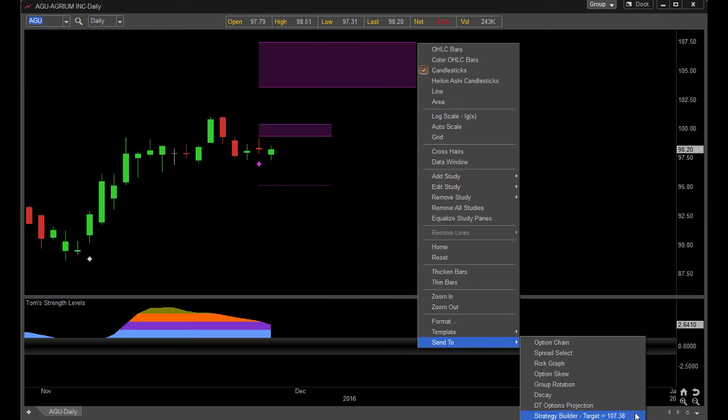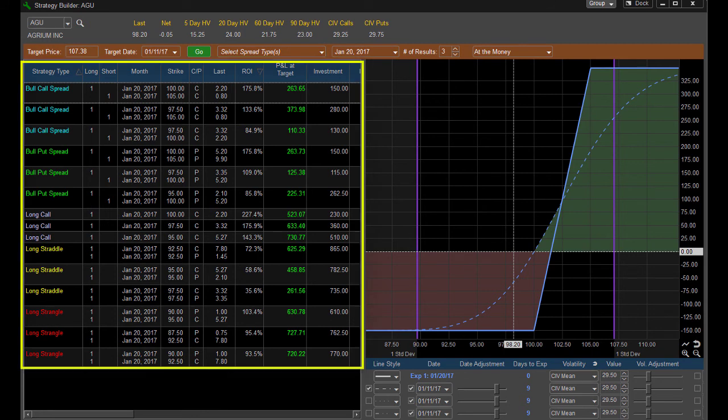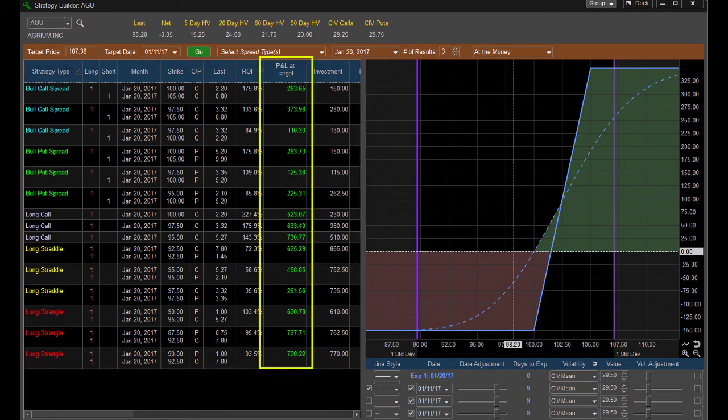The strategy builder will take your expected target date and price projection and build several option strategies, providing potential profit and loss if the target is met, along with risk and other values. If your option dynamics is enabled for brokerage trading, you can right-click to directly place a trade.